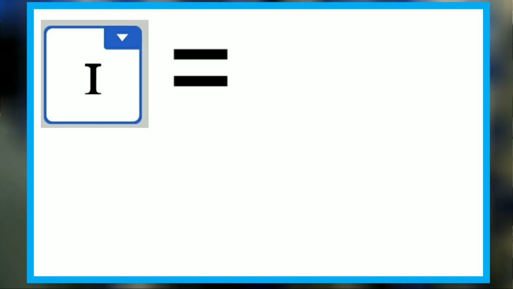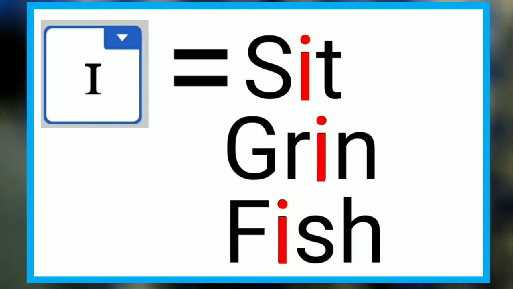The next and the second vowel sound is short E. Now repeat after me. E. Let's see some examples. Sit. Green. Fish.